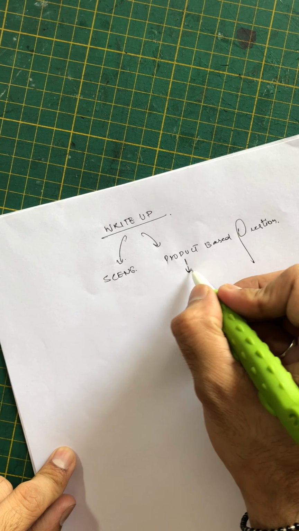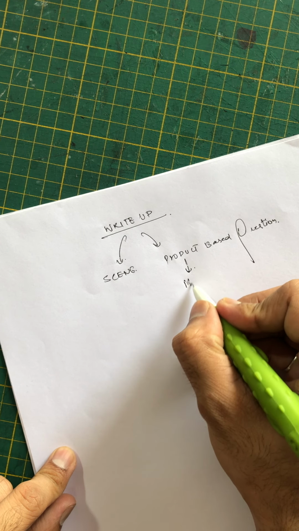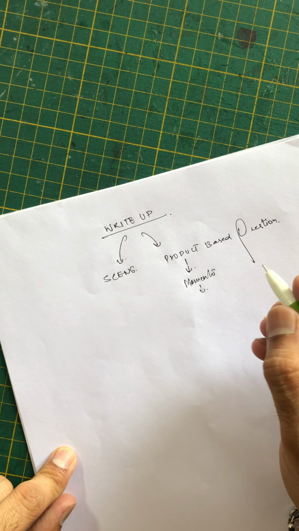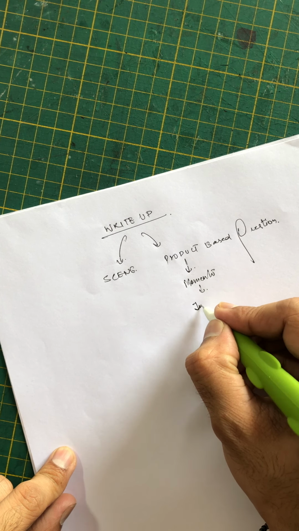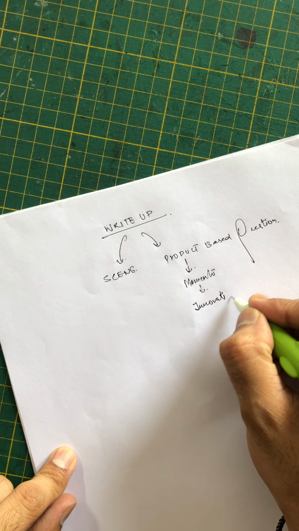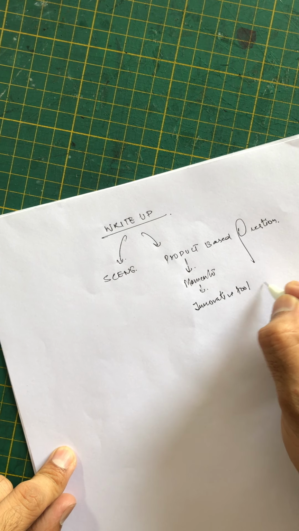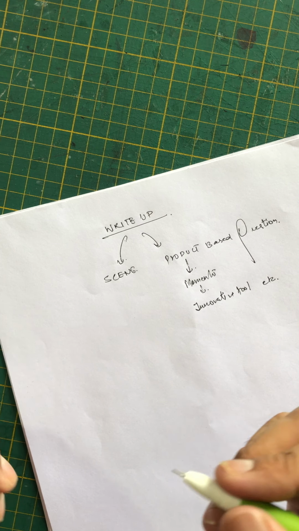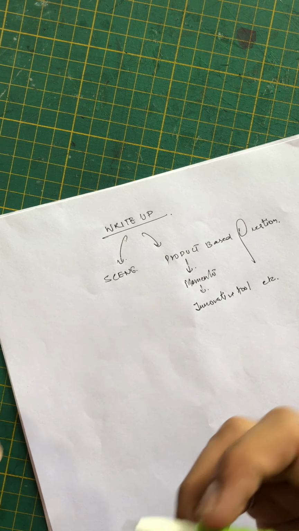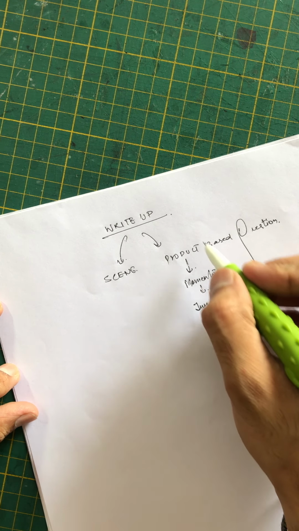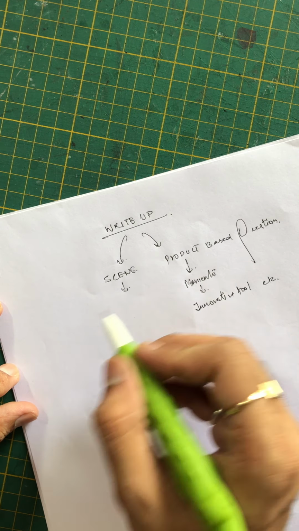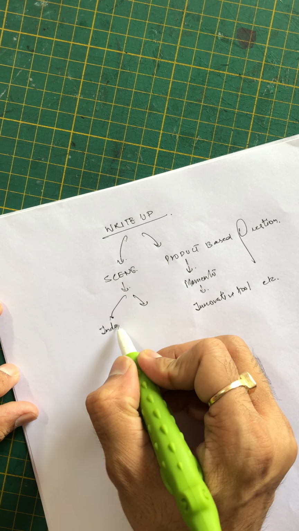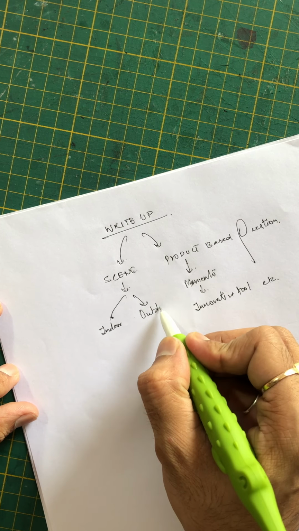In a product-based question, it can be a memento, or an innovative tool for anyone, etc. It doesn't matter, it has to be for someone. It depends on the question in the exam that you attempt. And a scene, for example, it can be two scenes. It can be indoor and it can be outdoor.